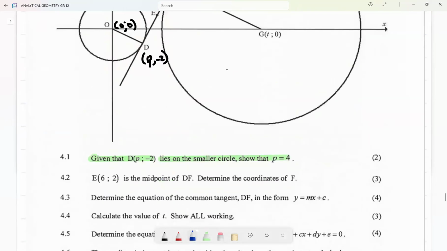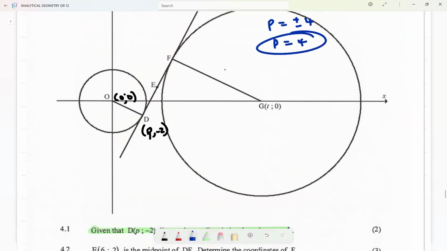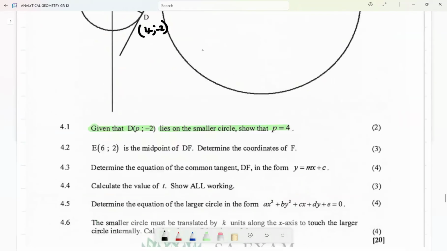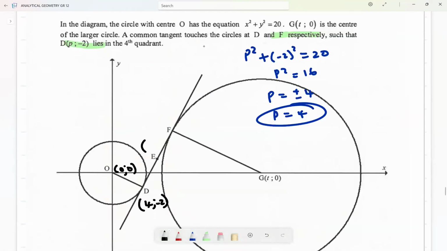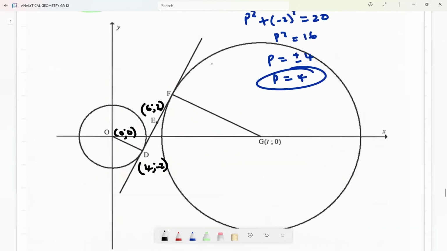Okay, that was fair. E of those coordinates is the midpoint of DF. Where is DF? Okay, I have the coordinates of E, and I now know this one is 4. This one has coordinates of 6 and 2. And then they want me to find F. The coordinates of F are easy.